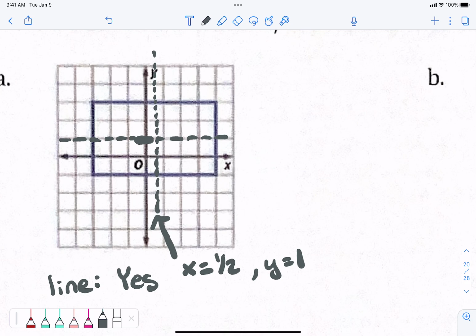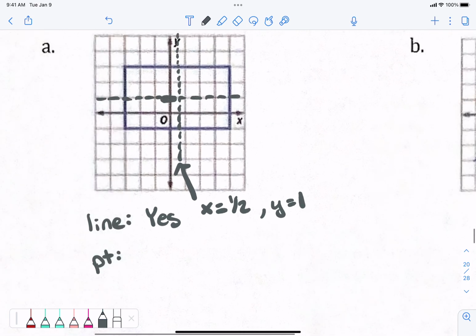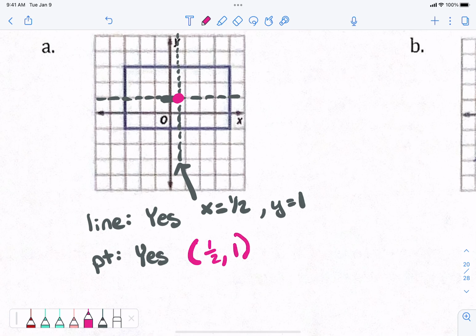Do we have diagonals? No, none of that. We've already talked about rectangles. Diagonals don't work. So line symmetry is done. Let's talk about point symmetry or rotational symmetry. Does he have a point of symmetry that I can rotate him around? Where is that point located? Right where these two lines cross each other, at 1/2 comma 1. That's where my point symmetry is.